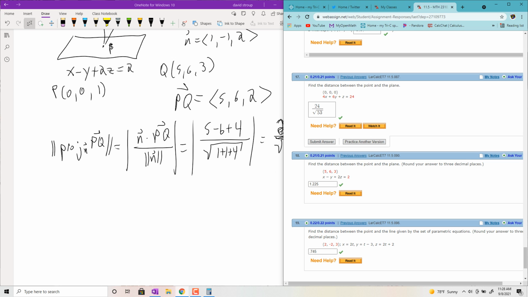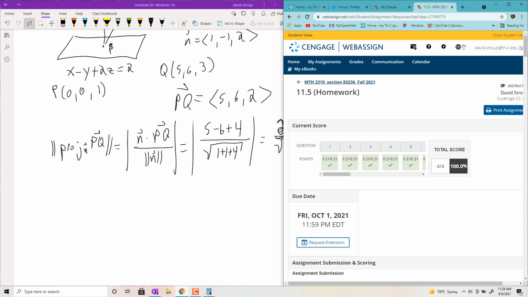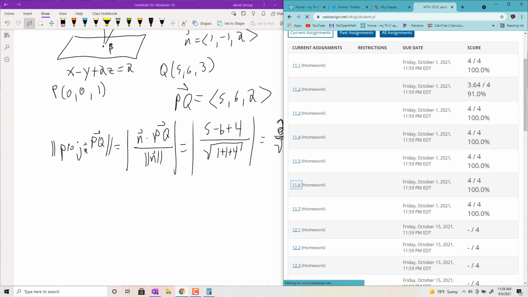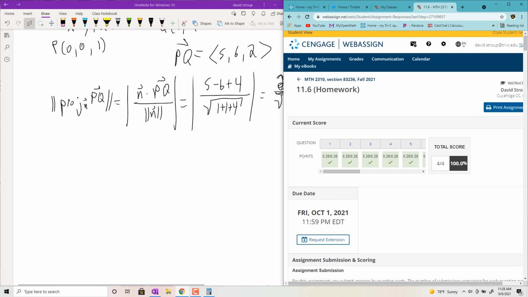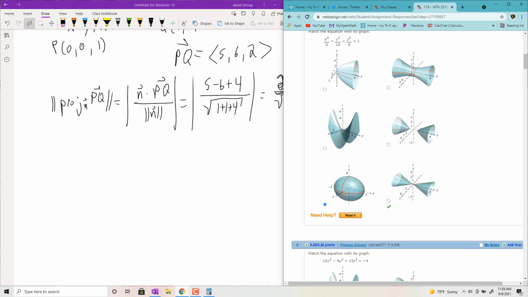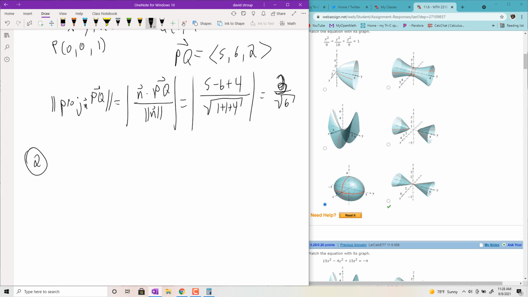11.6 was on quadrics. So what you should be doing in these problems is identifying the cross sections and then making a conclusion about the object that you're dealing with. So let's look at number 2. I won't be giving you the pictures, but I will give you the names of all the different quadrics. So you don't have to memorize the names, you just have to pick which is the right one. So I should see your cross sections, so xy, and then a little picture for each.